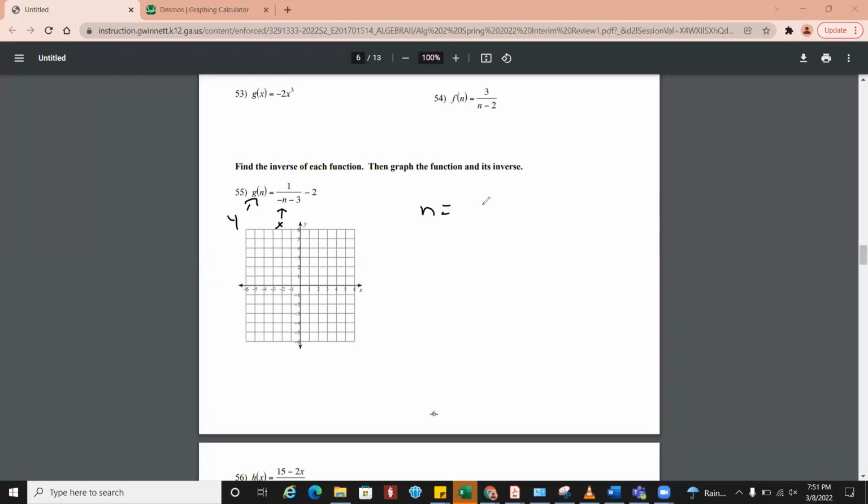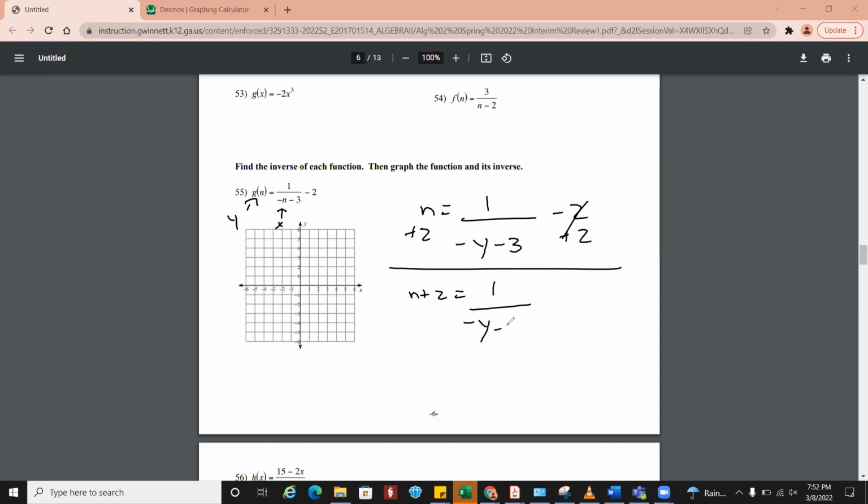So I'm going to do n equals 1 over negative y minus 3, minus 2. I'm going to move that 2 to the other side because I want to get y by itself. So this will give me n plus 2 equals 1 over negative y minus 3. I'm going to multiply by negative y minus 3 on both sides, because I want to get that y out of that denominator. So I'm going to be left with negative y minus 3 times n plus 2 equals 1.